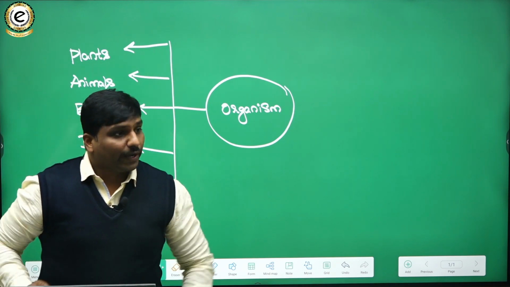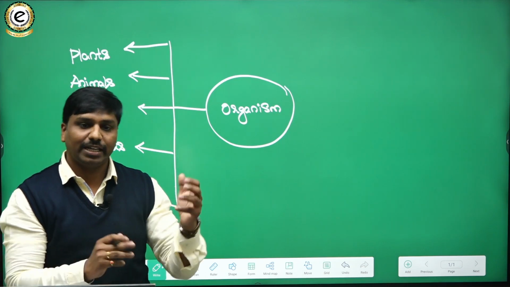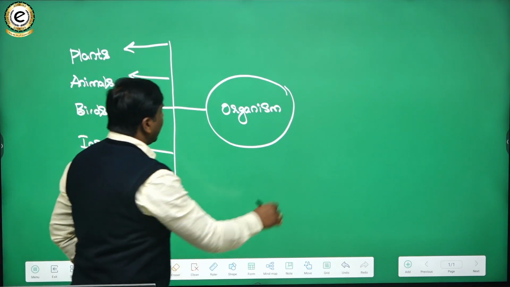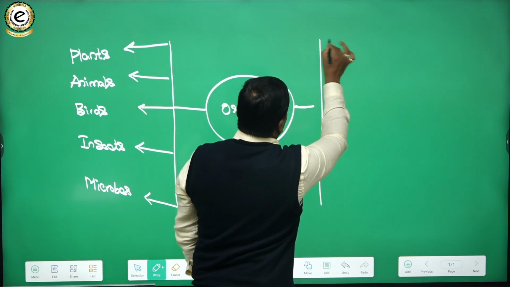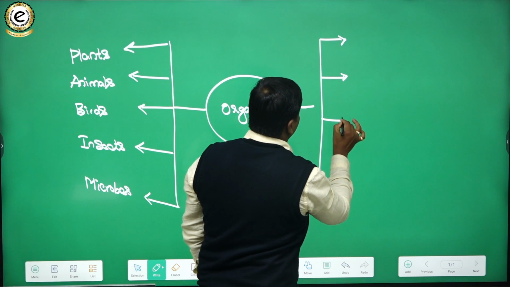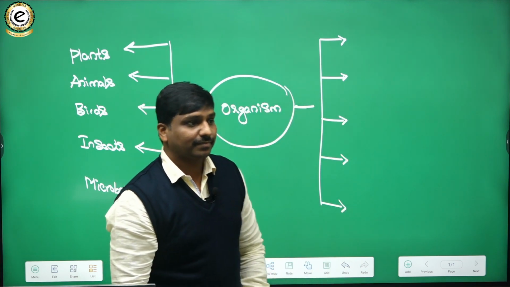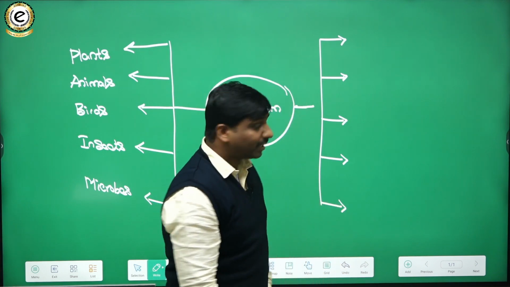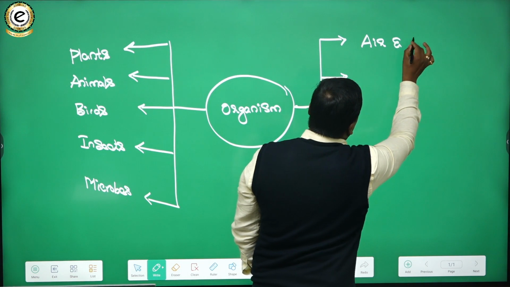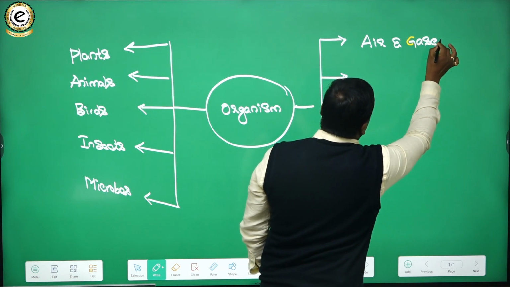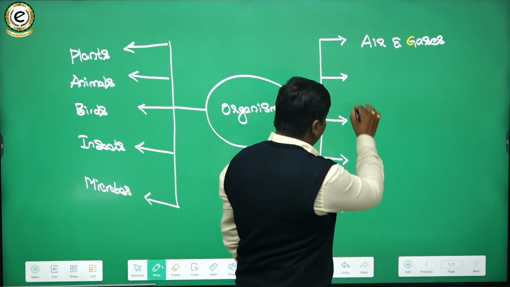Okay, so if you assume yourself as an organism, we can see all of them surrounding us. Then, if you take up another side, there can be some non-living things. So can you say some of the non-living things that surround an organism? Yes, air, good. So the first thing is air or gases. We can have air or gases that surround us.